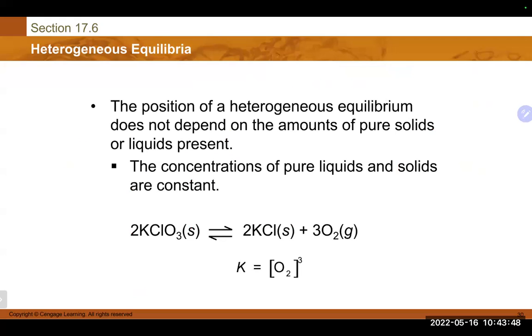Now, the position of a heterogeneous equilibrium, as I mentioned, doesn't depend on those solids or those liquids. And again, there's our equilibrium expression. We still do need to make sure we take into account, as we saw there, the actual coefficient.